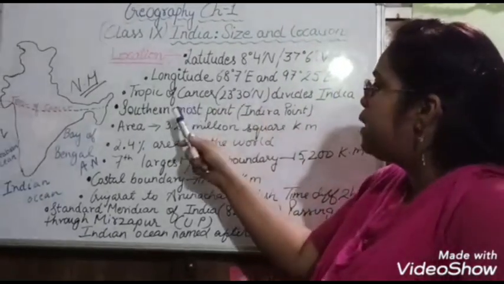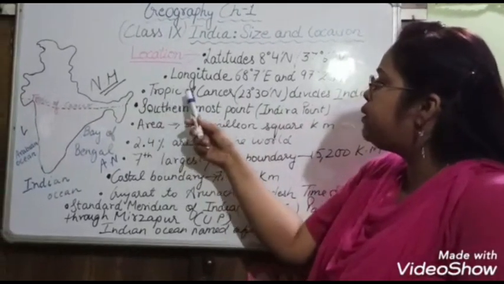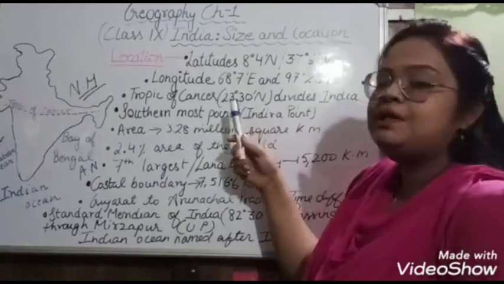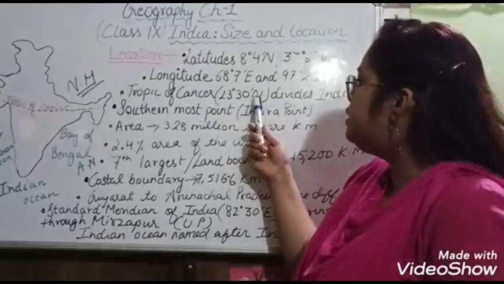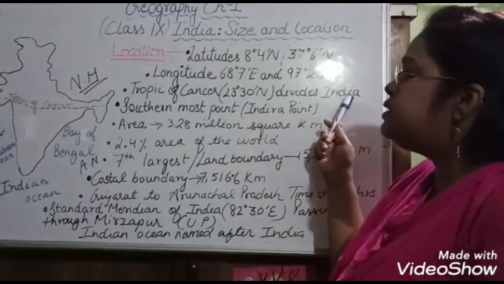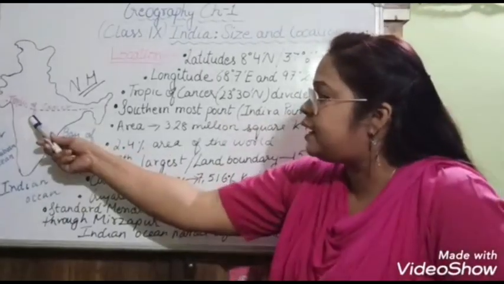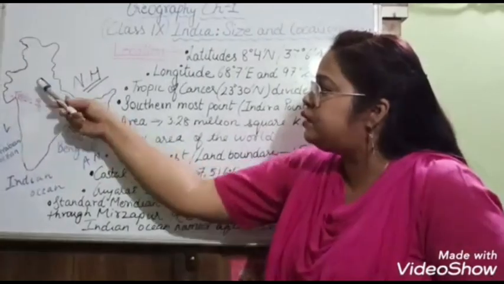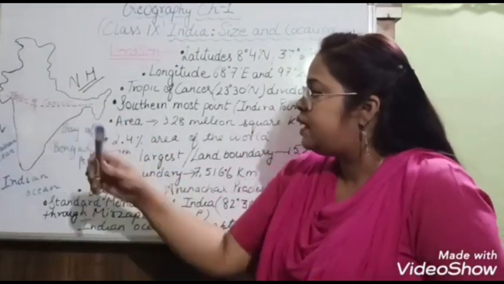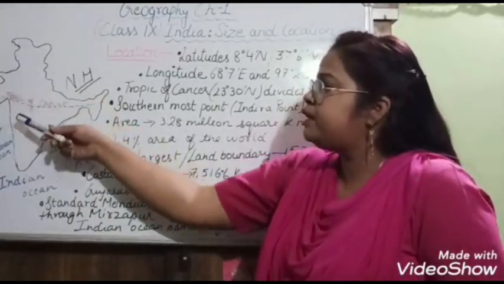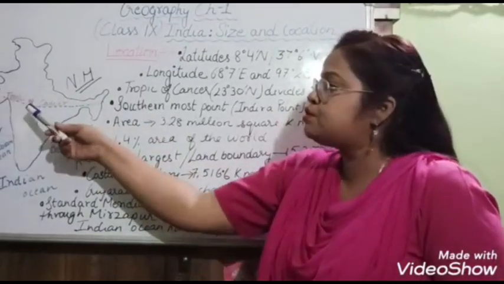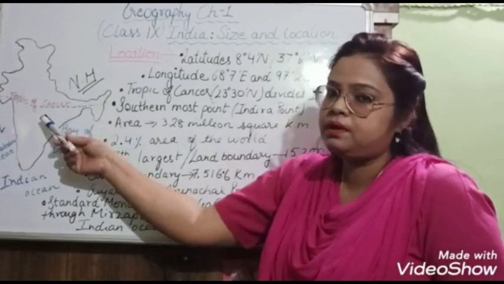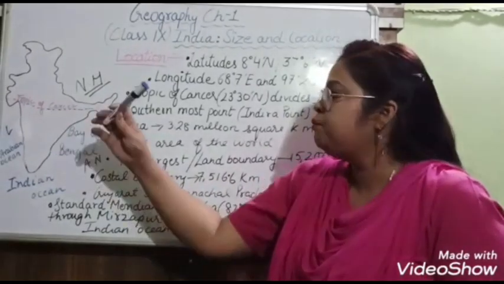Now the third point, Tropic of Cancer, that is 23 degree 30 minutes, means 23.5 degree north, divides India into two equal parts. Like I have told you, Tropic of Cancer divides India into two equal parts. Because of this tropic, India has a tropical type of climate. We can say India is a tropical country.